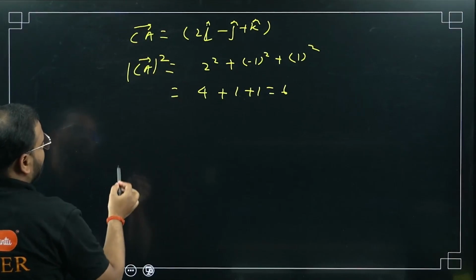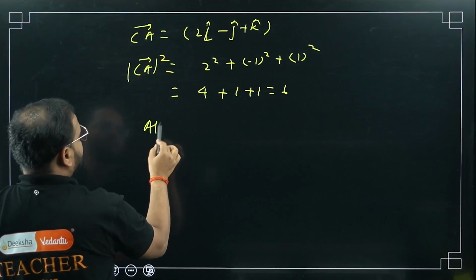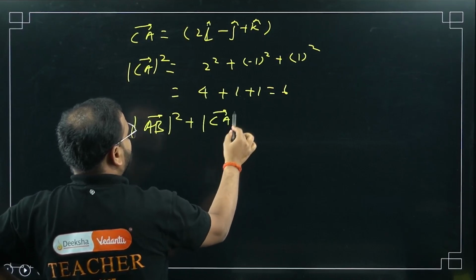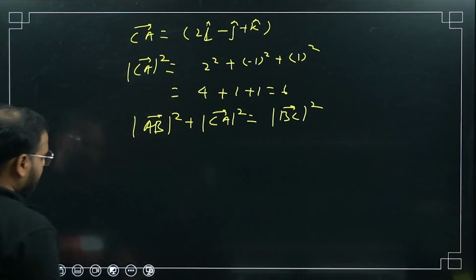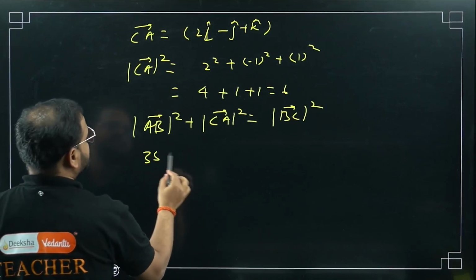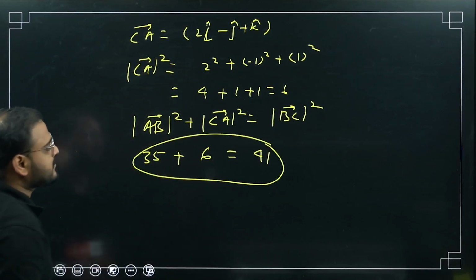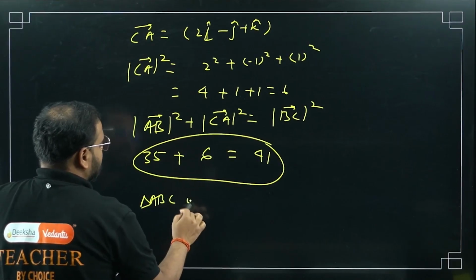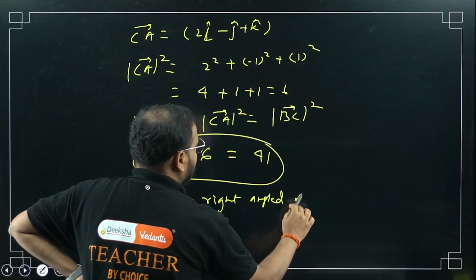Okay. Now please check. What we are getting over here is AB square plus CA square, no? We are getting vector AB square plus vector CA square equals vector BC square, right? Please check. Yes. So what are the values? 35 is this. And how much is this? 6, and this is 41. Please check. 35 plus 6 is 41. So the condition is verified. Means triangle ABC is right angled at A, right?